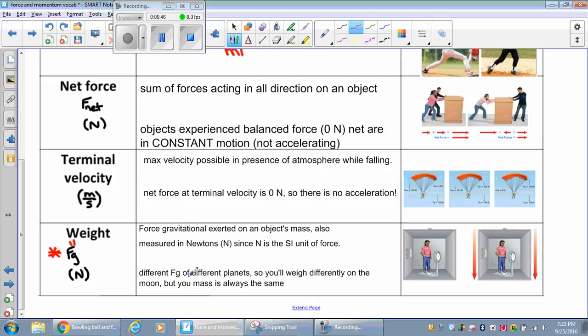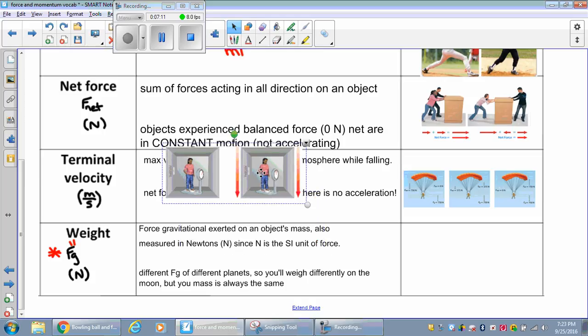Different force gravitational happens on different planets. So you'll weigh differently on the moon. I want to say it's like a sixth or a twelfth of what you would on Earth, but your mass is always the same. That's very important. That means you could leap at higher speeds easily on the moon because you have less force pulling you down. But you have to be careful because your mass is still there, and if you don't land correctly, you can still crack your ankle, snap your toes, and stuff like that. So you can still get crushed by a spaceship in space, even though you could lift it very easily. Okay, so just be careful.